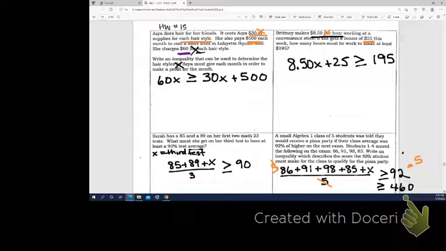And same set of steps with Sarah and her third test, except you'll be multiplying by 3, of course, since there's only 3 tests total.